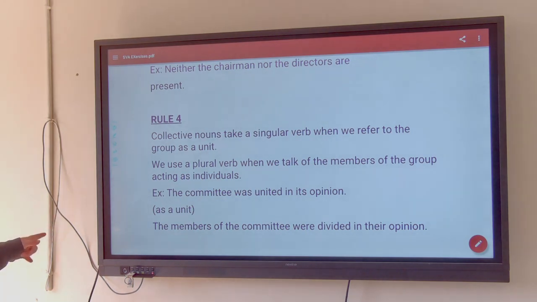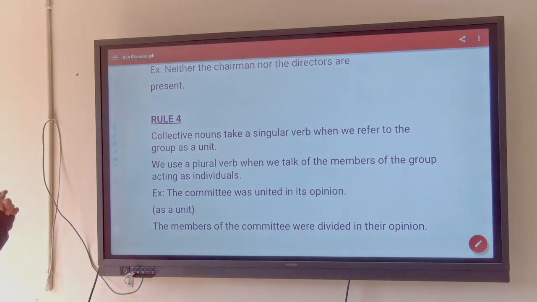However, let's take another example, the members of the committee. Now, with members of the committee, we're talking about a lot of members, which is more than one, the plural subject. So here we will use were, which is a plural verb. Okay, so we will consider a collective noun as singular and use a singular verb.